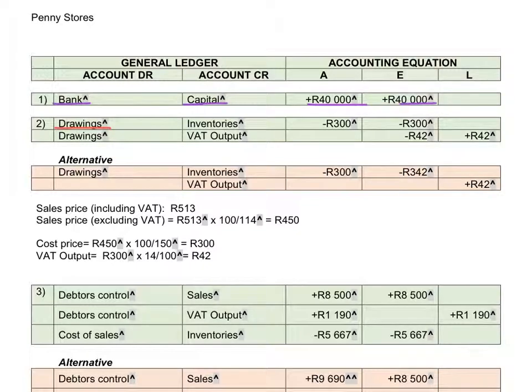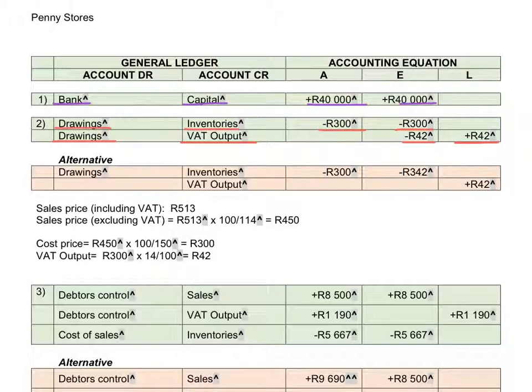The drawings account is debited. That will reduce the equity with the 300 Rand cost price. The inventory account is credited because we've sold inventories and reduced inventories, so the asset decreases with the 300 Rand. Drawings will also be debited with the 42. That will reduce the owner's equity because the owner has to pay VAT on these goods. The business treats it like selling goods, collecting VAT on behalf of SARS, so they credit VAT output to indicate that the liabilities increase with 42 Rand.